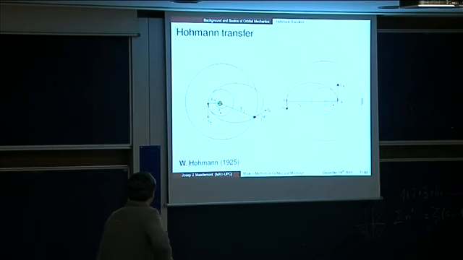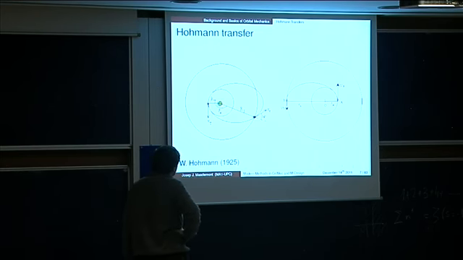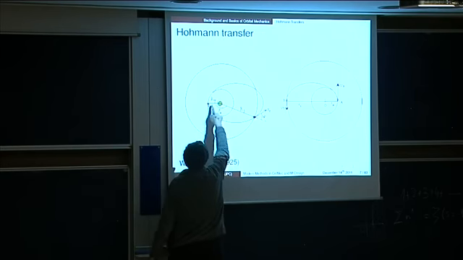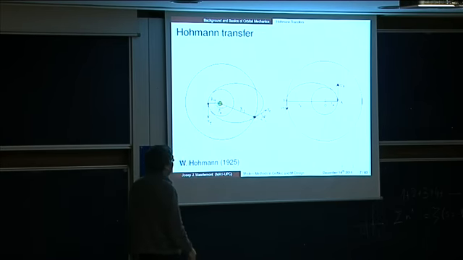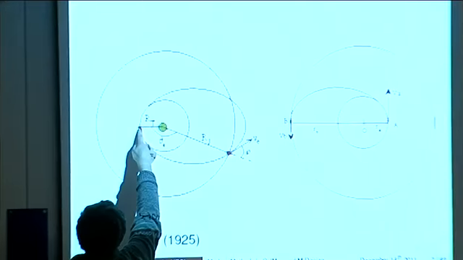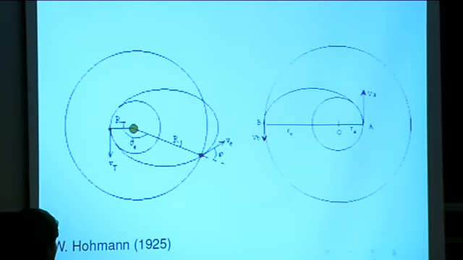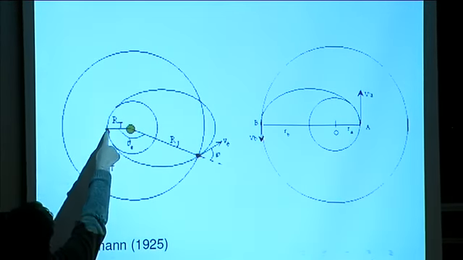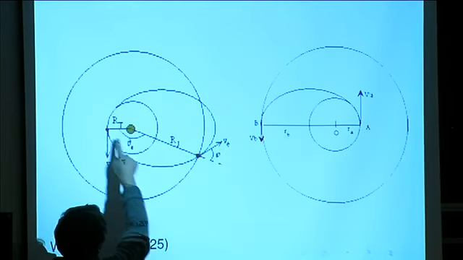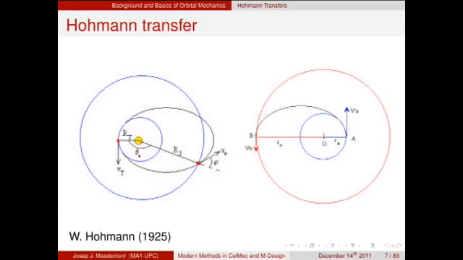Based on this, Walter Hohmann in 1925, before the space era, designed a way to change the trajectory. Assume that we have here the Earth, for instance, and a satellite orbiting the Earth in a circular orbit. And we want to transfer the satellite from this orbit to an outer one, a bigger size. What we can do is put a delta V here, a maneuver, and this maneuver injects the satellite into an ellipse, and when we arrive here, we do another maneuver in which we insert the satellite in this outer orbit.